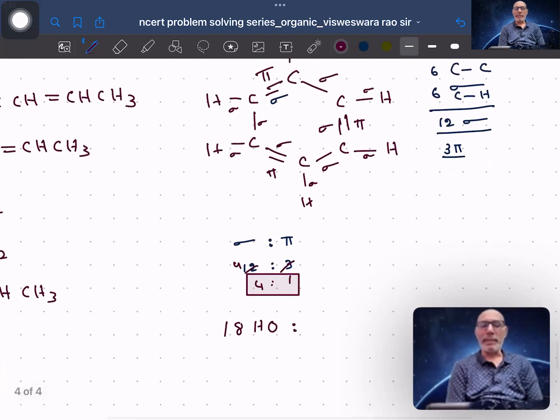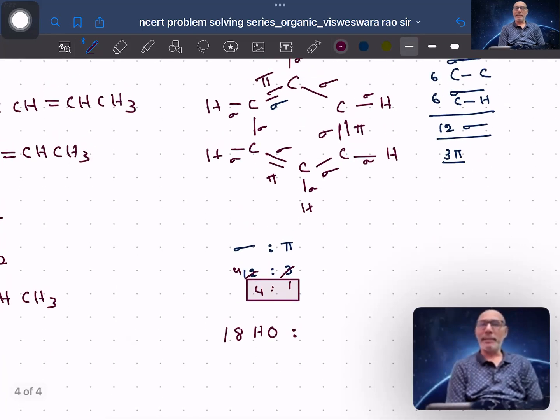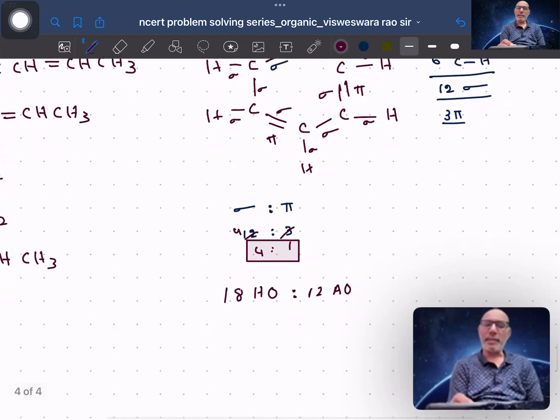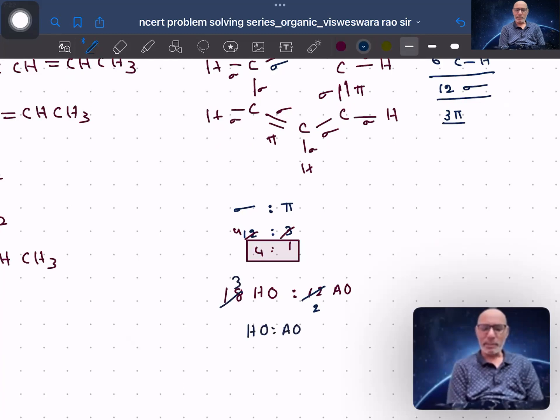But not only that, 6 hydrogens are also there. Each hydrogen is nothing but an s orbital. So 6 p atomic orbitals on 6 carbons, and 6 s orbitals on 6 hydrogens, total 12 AOs. AOs means atomic orbitals. So the ratio of hybrid orbitals to atomic orbitals, you can divide by the maximum possible number. That means 6 times 3 and 6 times 2. So hybrid orbitals to atomic orbitals in benzene is nothing but 3:2.